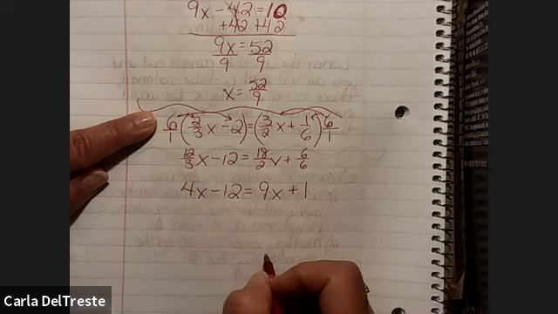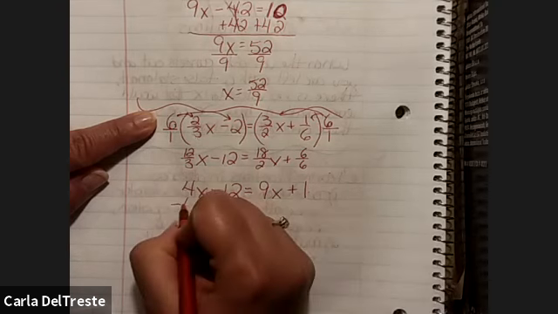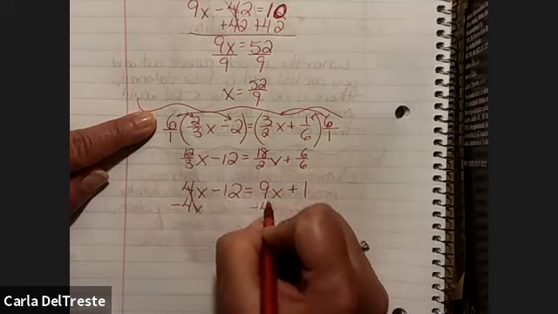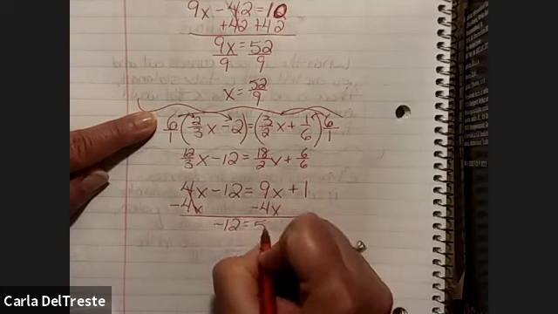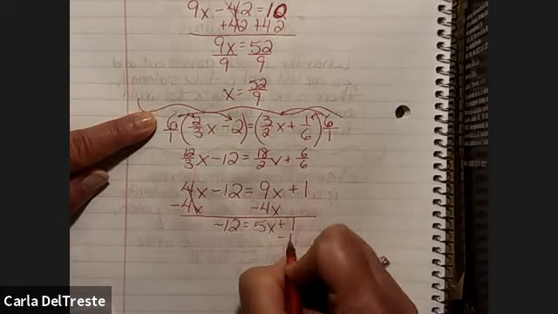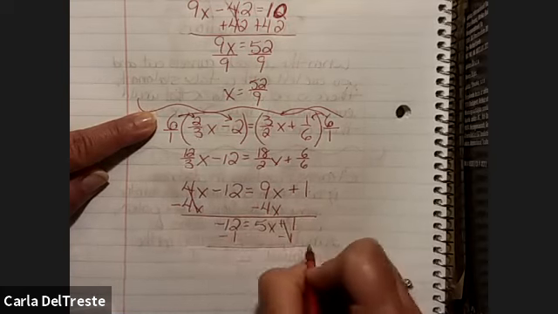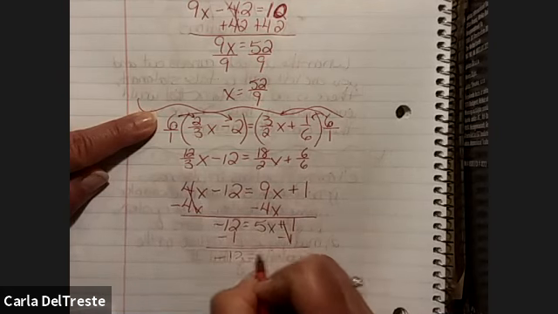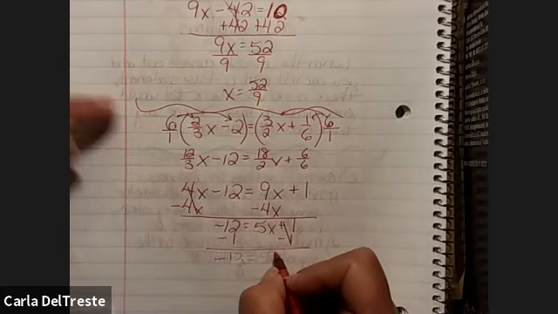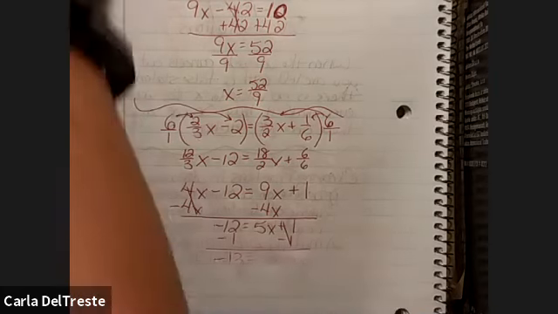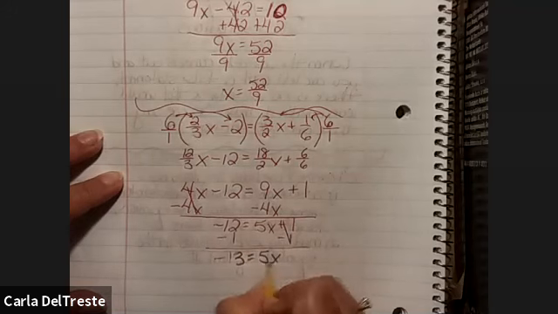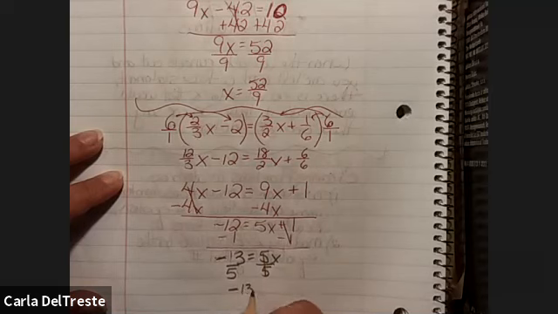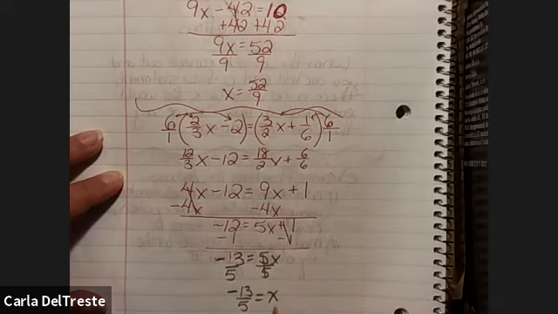Now I can do this problem with regular algebra. Take away 4x from both sides. Negative 12 equals 5x plus 1. Take away 1 from both sides. Negative 13 equals 5x. And then finally, divide by 5. And I get negative 13/5 equals x.